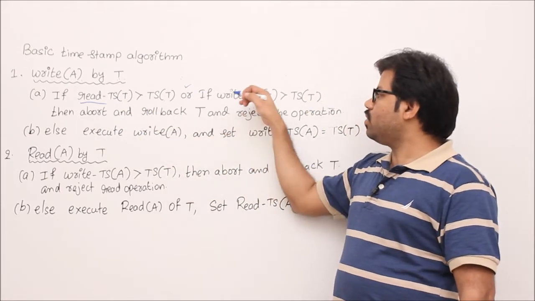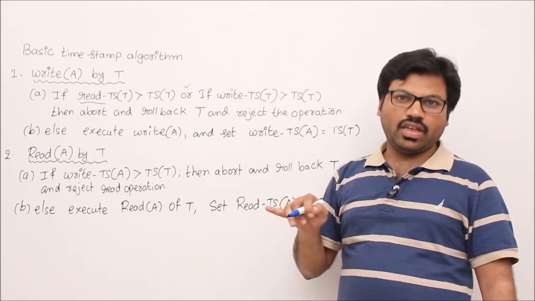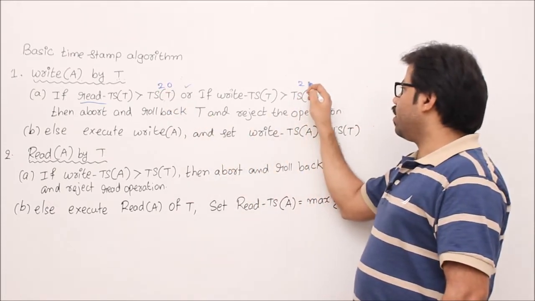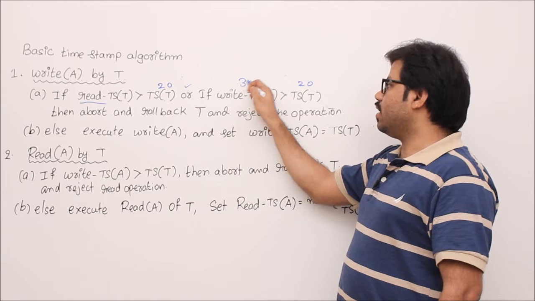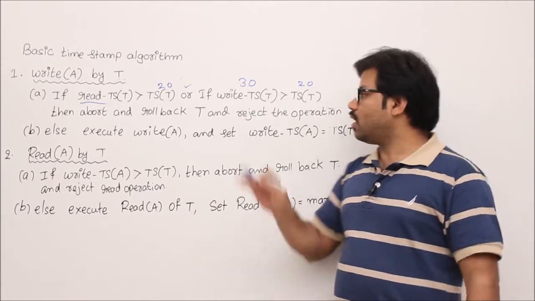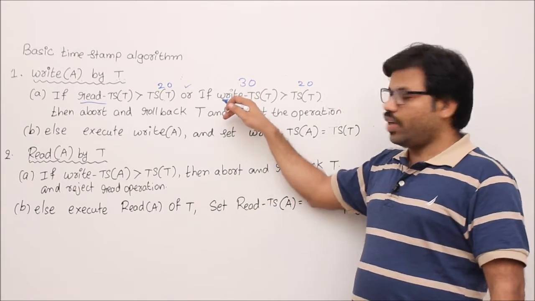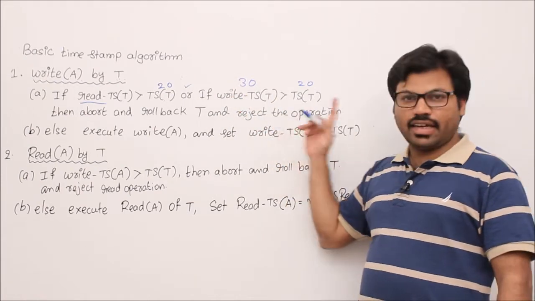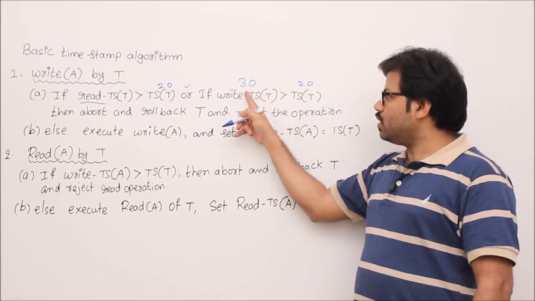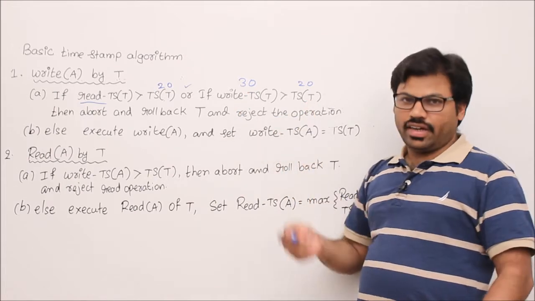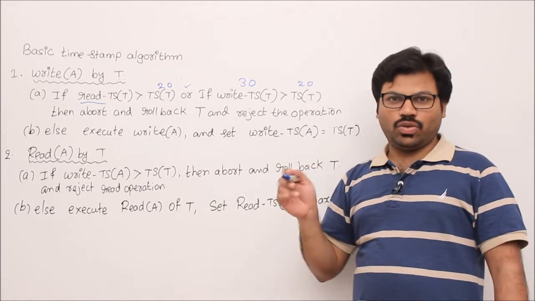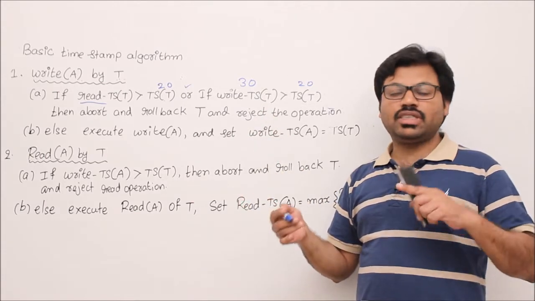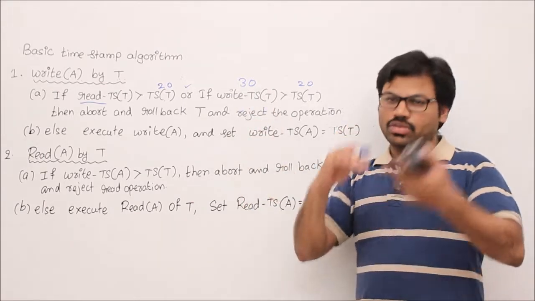Or if write timestamp of T greater than timestamp of T: your timestamp is, let's say, 20, and write timestamp is 30. That means there is one younger person, 30. He wrote it already. That's why write timestamp of T is 30. He is the youngest person. And now you want to write it. But who should write first? You. Then he should write. But the reverse thing already happened. That means a mistake has happened according to timestamp ordering.